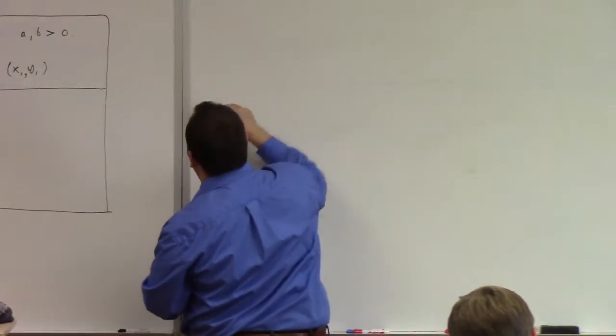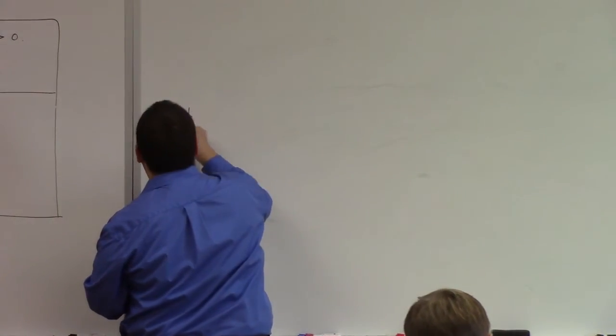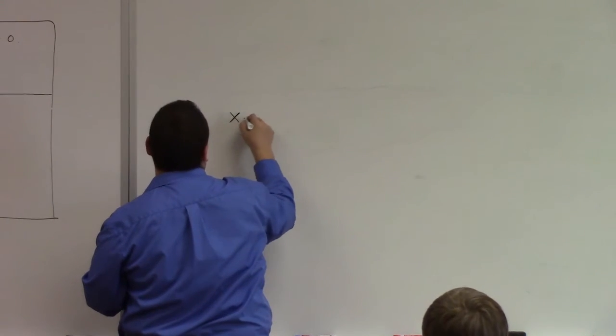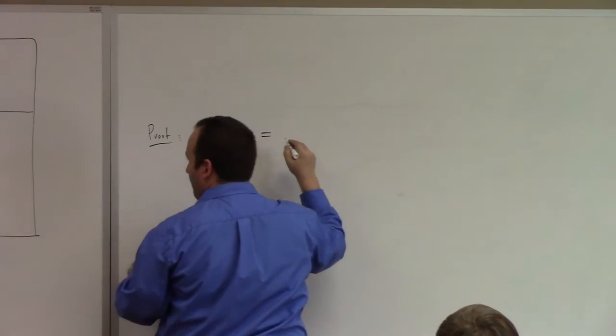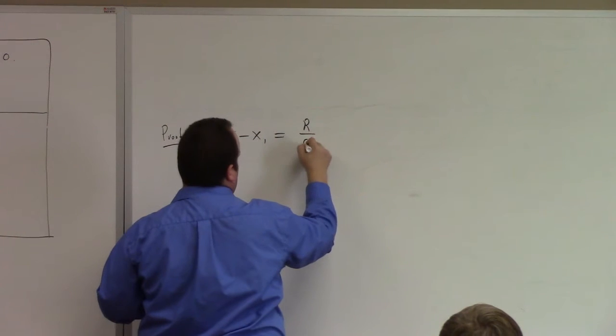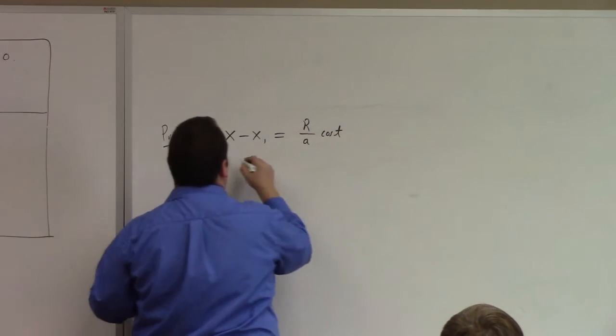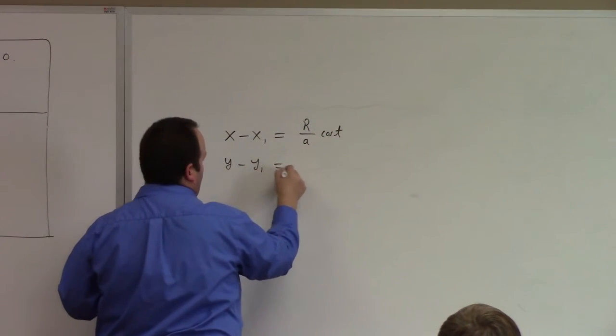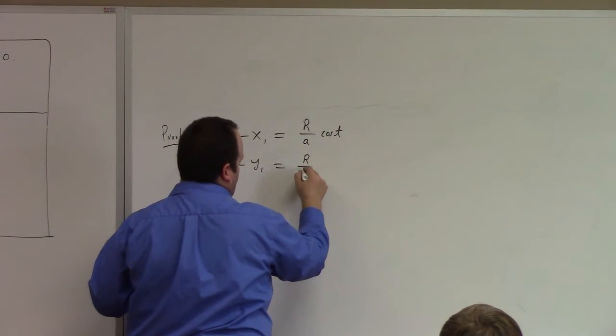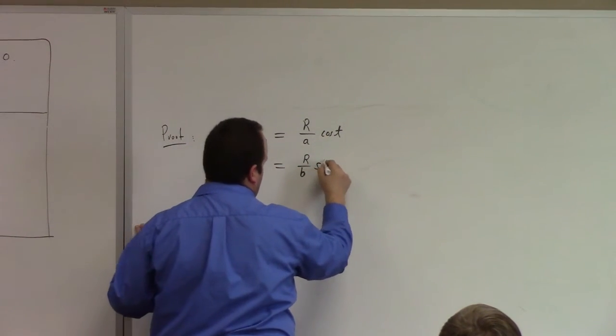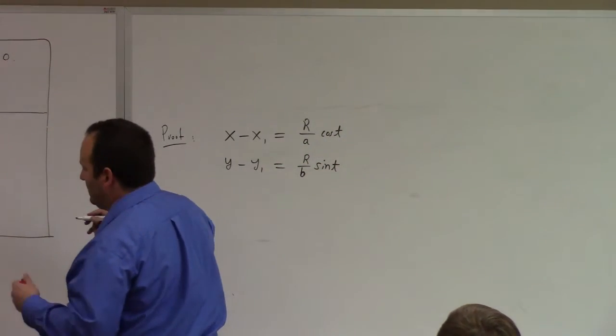So here's the proof, so to speak. x minus x1 is equal to what? r over a cosine t. y minus y1 is equal to what? r over b sine t. Did I write b? Yeah, I did. Okay.